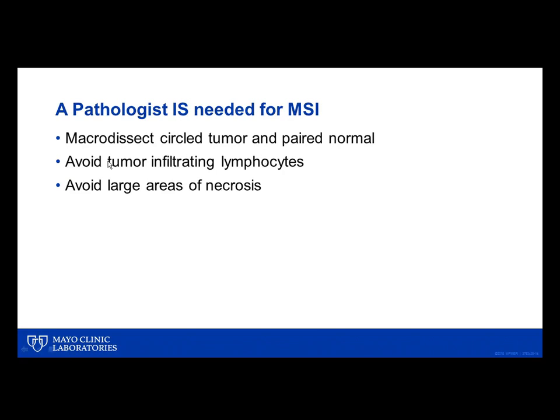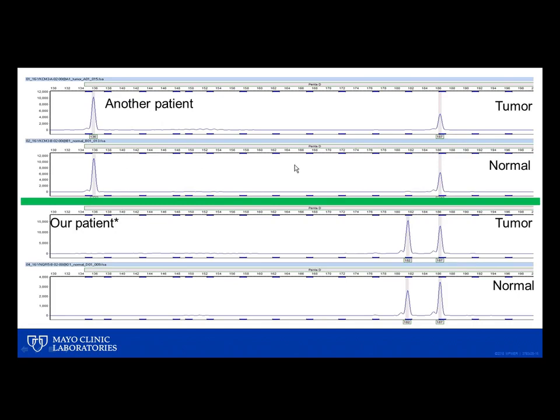A pathologist's role is critical to avoid tumor-infiltrating lymphocytes and large areas of necrosis, which will impair the functioning of the assay. So I also included these illustrative pictures for those who will have access to the slides. There's a green ribbon across the slide, and above it we have a control case, which is going to be completely normal, and below the green ribbon we'll have our index case, to show the results of capillary electrophoresis, which is what the PCR-based assay output appears as.